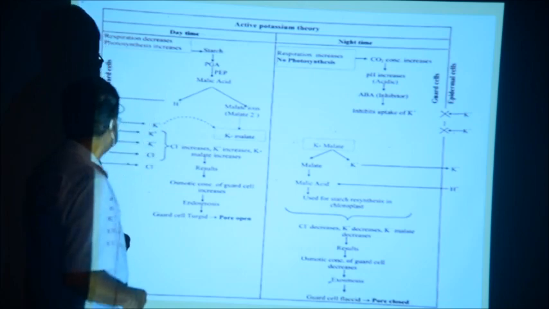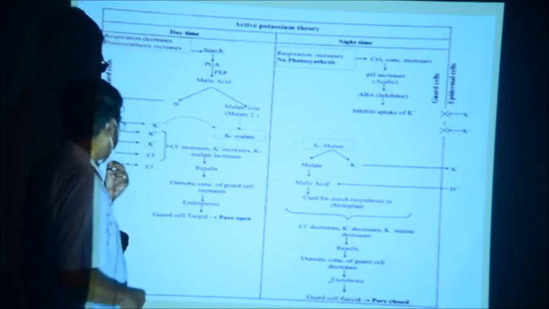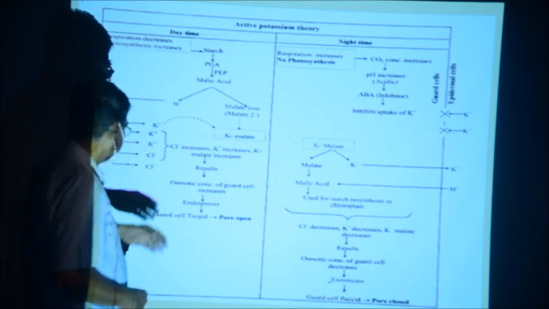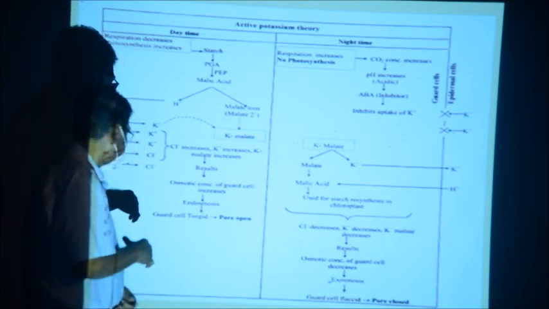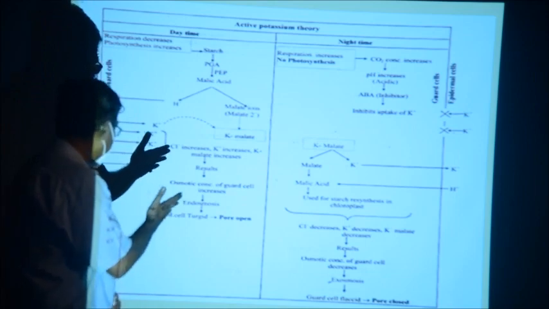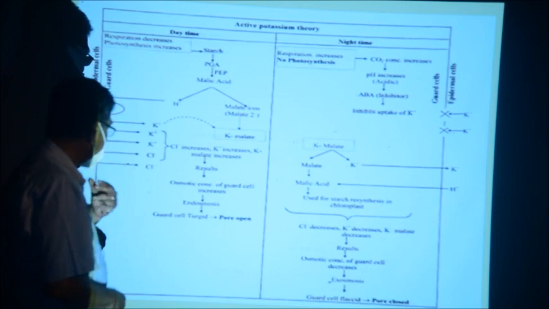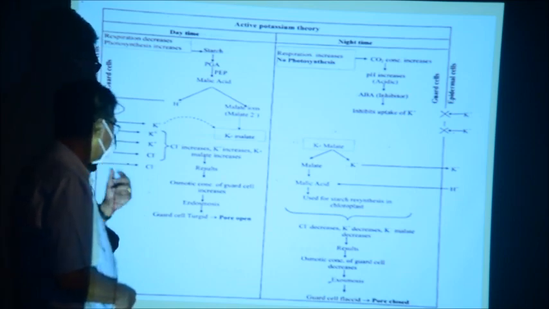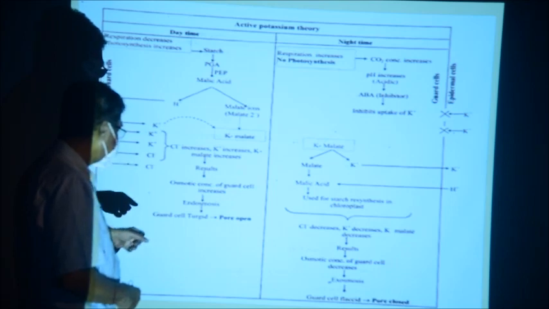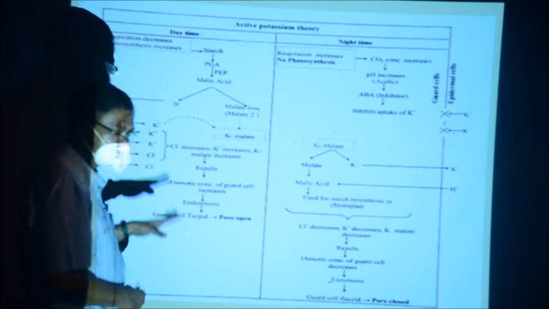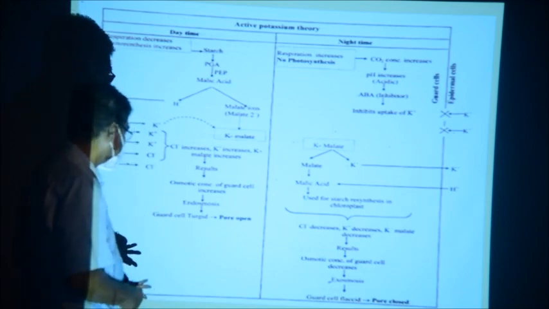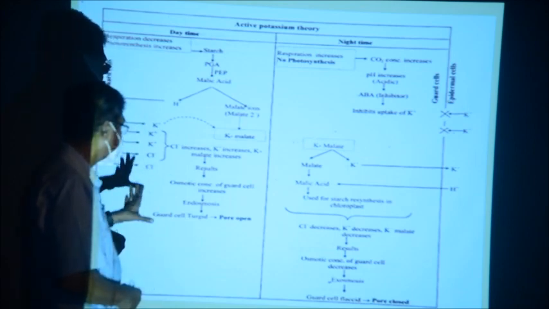Hydrogen ions get exchanged with potassium ions of the subsidiary cells, and potassium ions enter in and hydrogen ions move out. Increase in potassium ions and increase in malate ions results in an increase in osmotic concentration, and there is entry of water into the guard cells, and the guard cells become turgid and open.